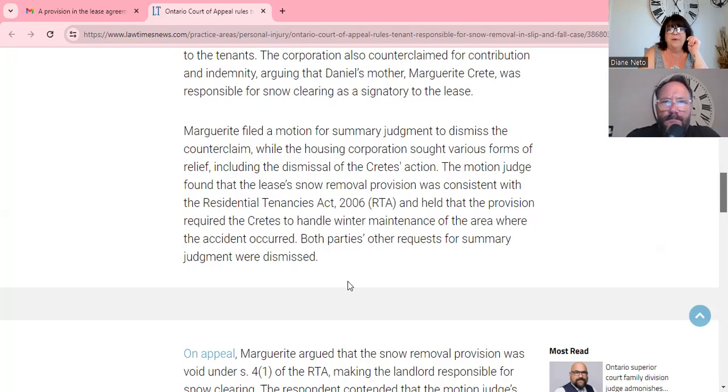Marguerite filed a motion for summary judgment to dismiss the counterclaim while the Housing Corporation sought various forms of relief, including the dismissal of the Creets' action. The motion judge found that the lease's snow removal provision was consistent with the Residential Tenancy Act and held that the provision required the Creets to handle the winter maintenance of the area where the accident occurred.